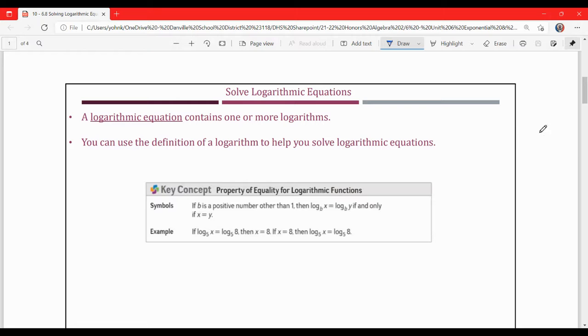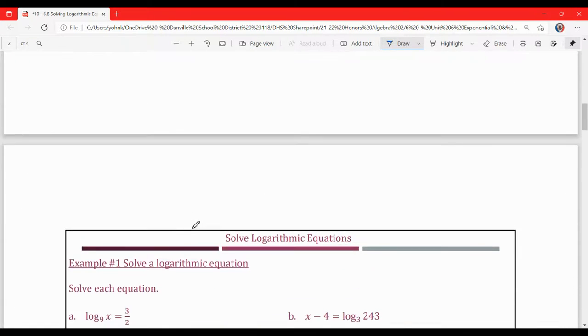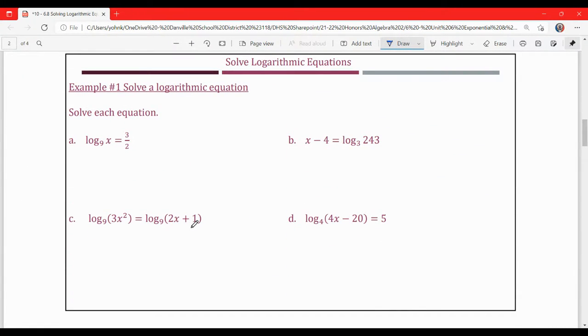So a logarithmic equation contains one or more logarithms. You can use the definition of a logarithm to help you solve logarithmic equations. For instance, there's a property called the equality for logarithmic functions. It says that if you have log base b of x equals log base b of y, you can set x equal to y. So if you have a log on both sides and they're both the same base, you can use that to solve the equation. So let's see how that works.